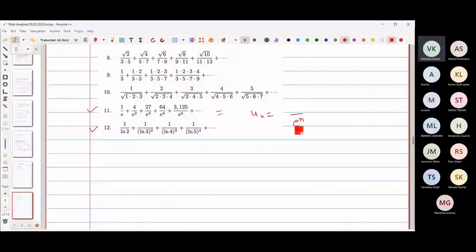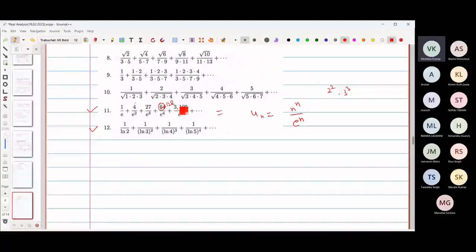So e to the power n. The denominator is clear, but in the numerator we have 1, 4, and 27. Here 2 is there, so 4 we can write as 2 to the power 2, and 27 is 3 to the power 3. So n to the power n. But here, is it 4 to the power 4? 64 will not be right, sir. I found this is not 64, it should be 128, right? Yes, yes. So there is some mistake.